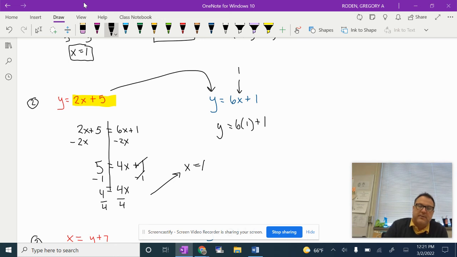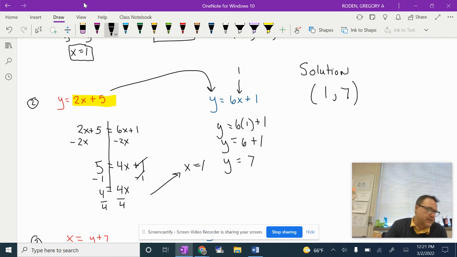And then all I do is say 6 times 1 is 6. So y equals 6 plus 1. And I think we all know that 6 plus 1 is 7, right? And so we get y equals 7. So my solution is 1 comma 7. And I'm done.